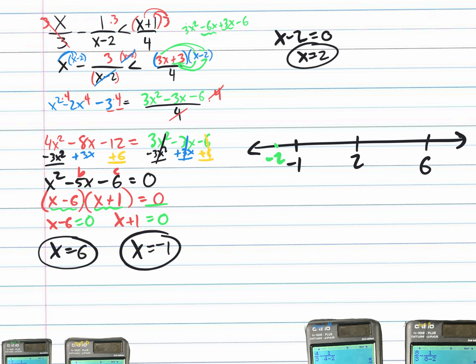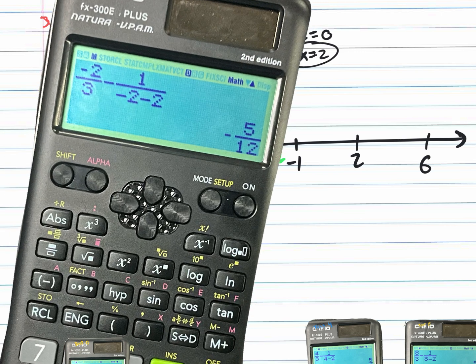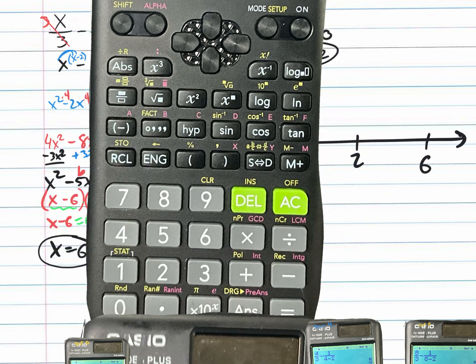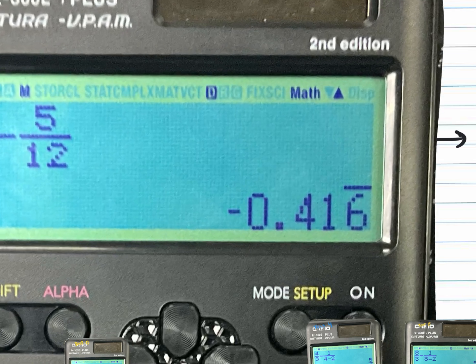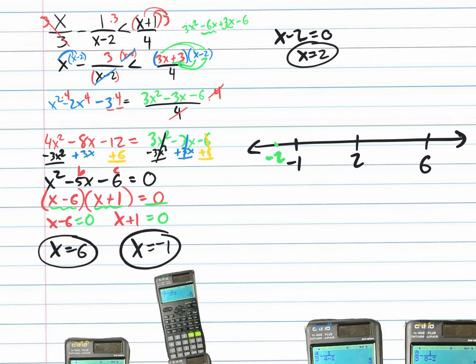Okay. So with the calculator, you could plug in that negative 2, and you'll get negative 5/12. Of course, you could hit the SD button and it'll change it to negative 0.416. So I'm just going to write negative 0.416 right there. And that's on the left side.